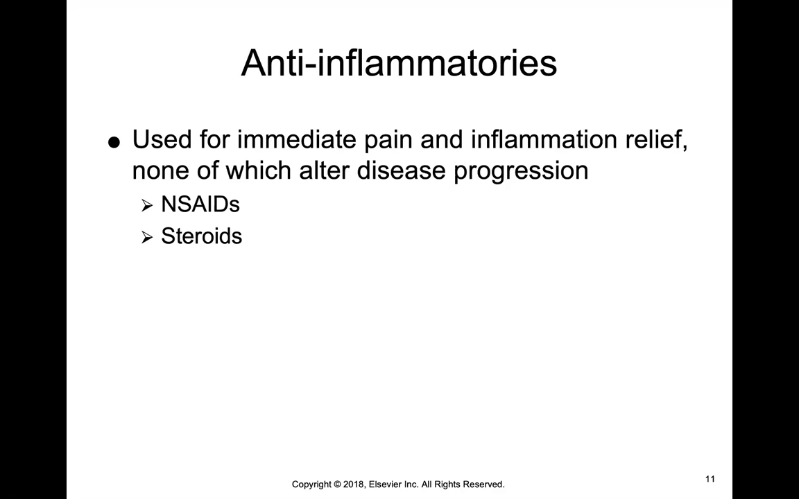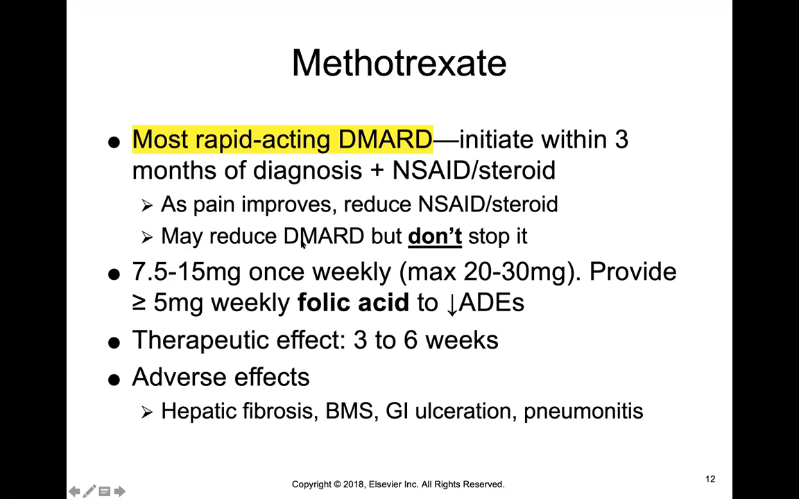So anti-inflammatories are used for immediate pain and inflammation relief, none of which alter disease progression. So these aren't considered DMARDs, but they do help with the pain. And so, of course, we have NSAIDs and steroids. We won't go over those because we've covered them in other lectures.